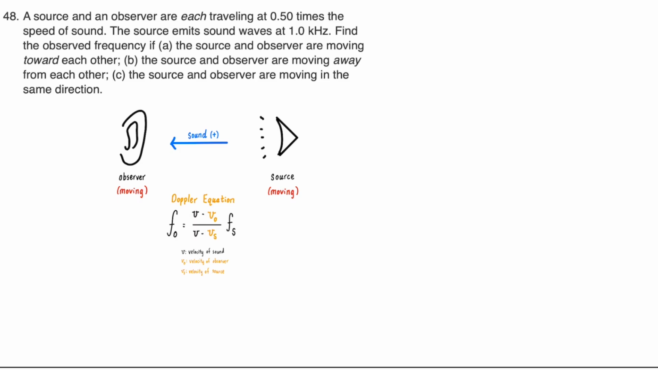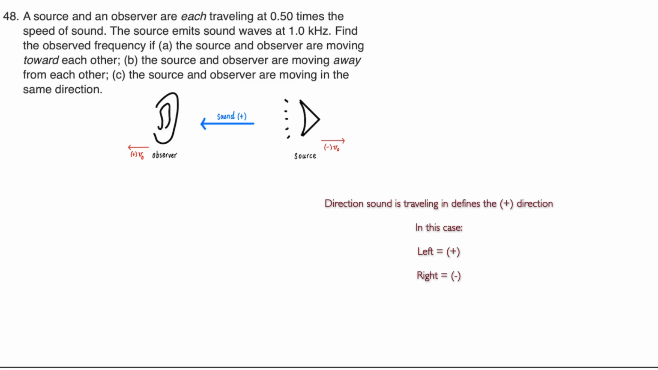Now, the tricky part of the Doppler equation is figuring out which signs to use for V0 and Vs. Now, we define the positive direction as whatever direction the sound is traveling in. So in the example I've drawn here, our sound is traveling towards the left. So anything that's moving towards the left will get assigned a positive sign.